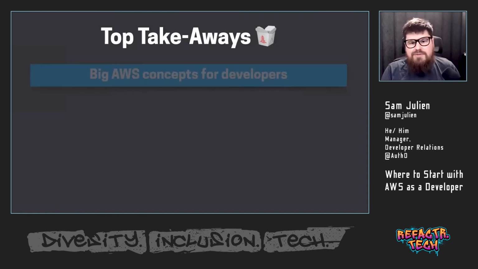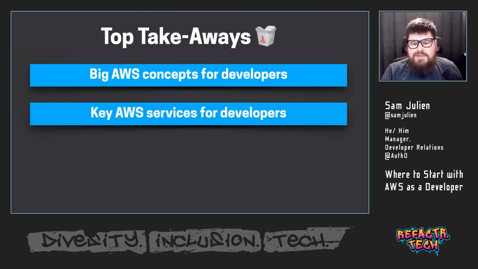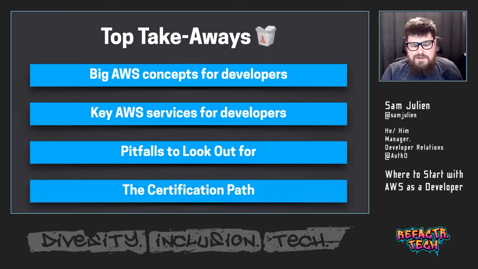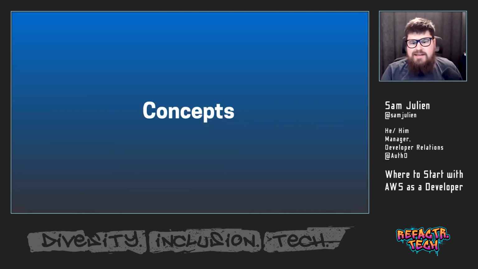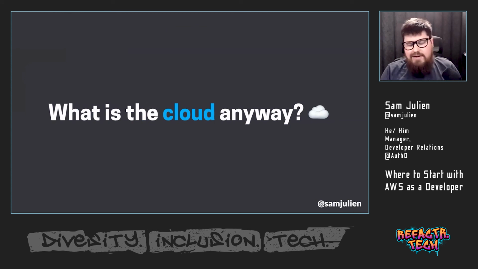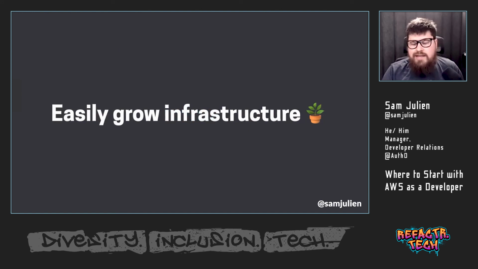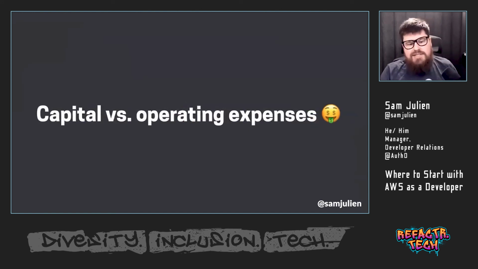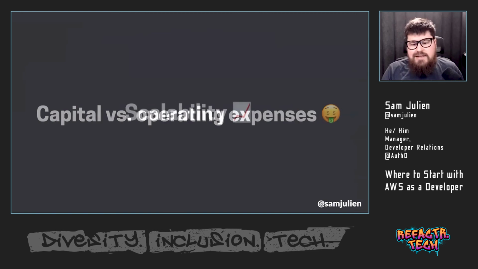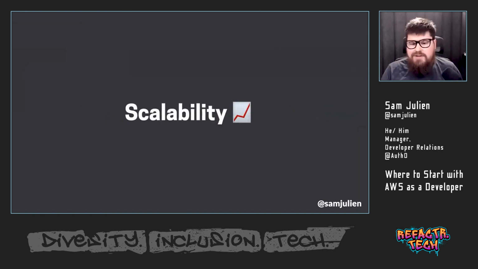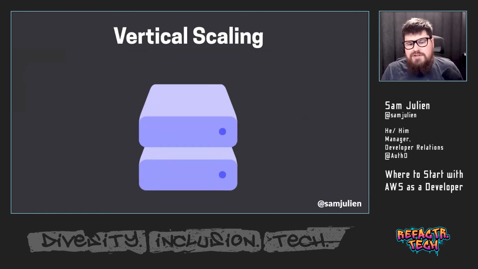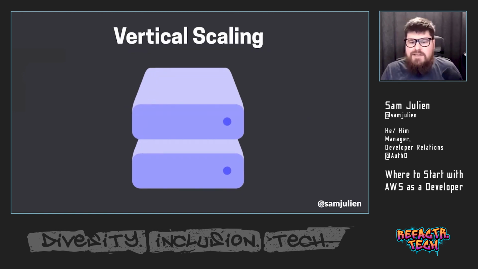So let's review these things that we talked about. We talked about the concepts, we talked about the key services, we talked about pitfalls to look out for, and we talked about the certification path. So on the concept side, we talked about how the cloud is a way to virtualize all this network infrastructure and make it easy to grow just by clicking buttons. And this changes the server and network infrastructure from a big upfront capital expense to an ongoing operating expense. In addition, you've got these concepts of scalability, where if you need to get a bigger machine for your server, instead of having to go out and buy that yourself, you can just do it with a click of a button with AWS and even do it automatically.